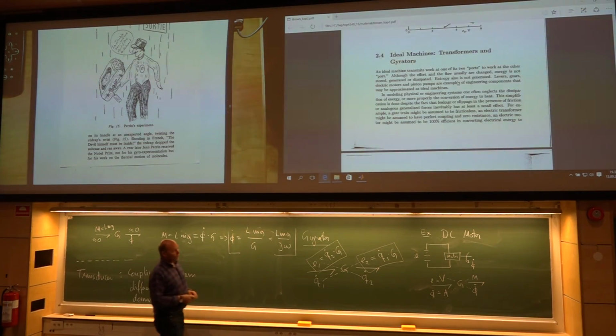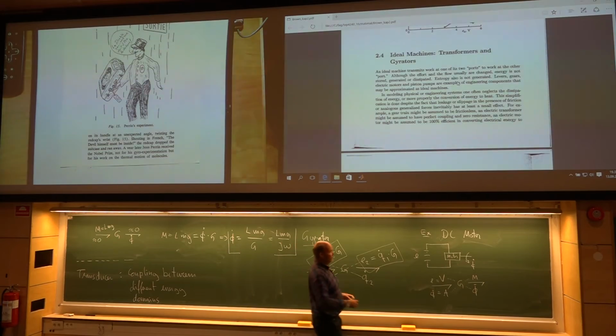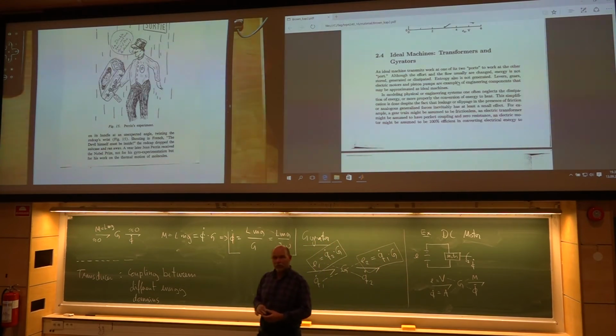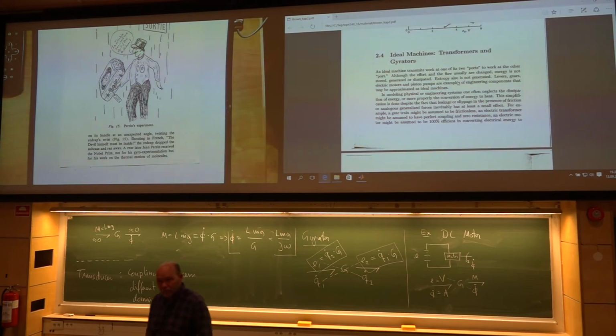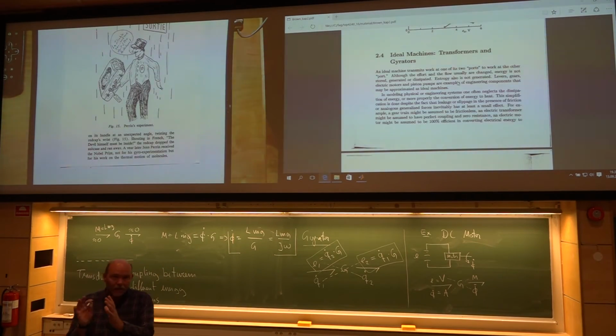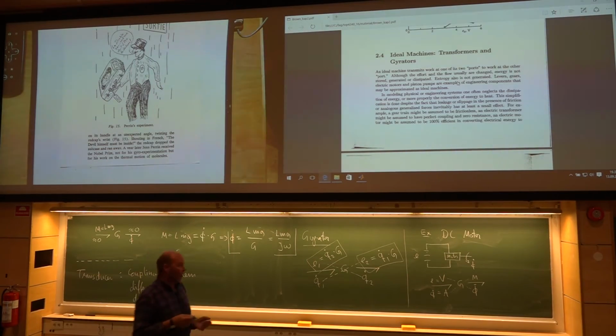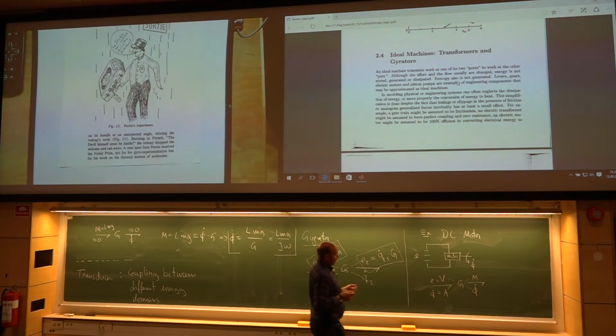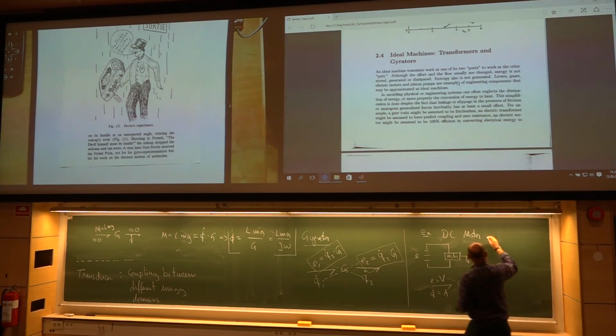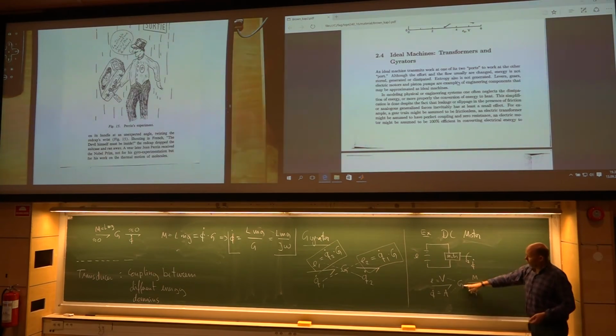What about this one, the DC motor? Is this one a transducer or not? Oh yes, that's a transducer. You go from an electrical energy domain into a rotational mechanical domain. So yes, here, this is a transducer. And it's a gyrator because you have this strange cross-coupling, and it is a transducer.